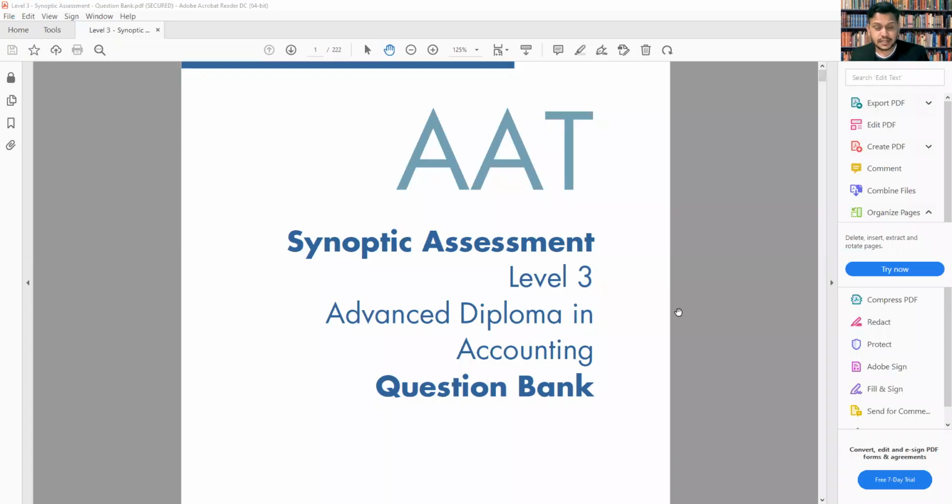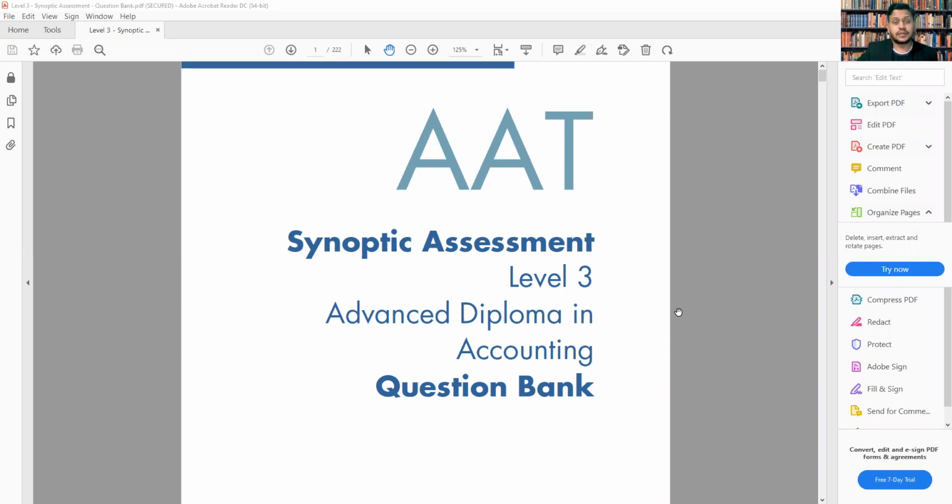So this is the Synoptic assessment for Level 3, and we are in February 2022. Obviously, this month we don't have any exam for February. I think the next exam we have is in March. So if you already completed all the papers, you can do your Synoptic.